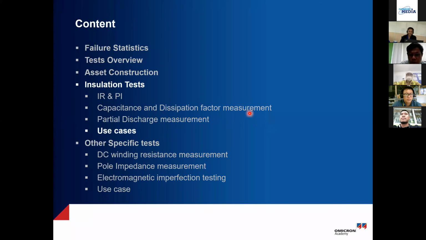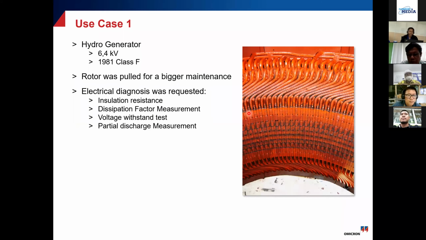Okay, so now I go to the use cases, and we'll come back to the partial discharge patterns in the use case. So this is my first use case. This is a hydro generator, 6.4 kV, and the rotor was pulled for a bigger maintenance. When you are doing standard maintenance, you do certain tests for diagnosis: insulation resistance, dissipation factor, voltage withstand, and partial discharge. And actually, you can combine all these 3 tests. You can use the same source for doing dissipation factor, voltage withstand, and partial discharge measurement.